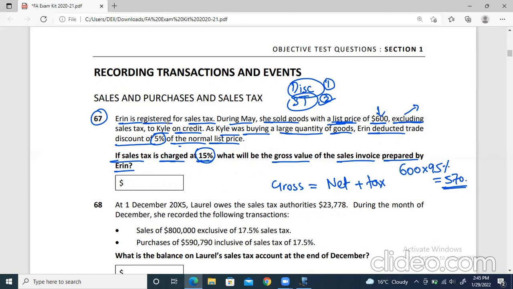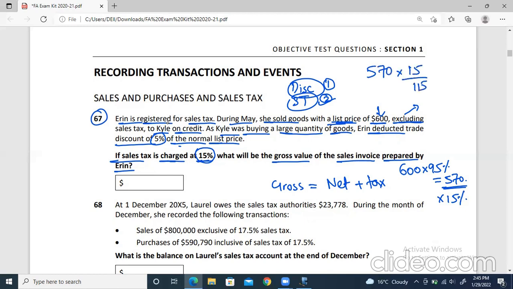I explained to you that in the exclusive amount, it's very easy to calculate the tax. We just have to apply the percentage. And what is the percentage over here? 15%. So 570 multiplied by 15% straight away. Okay. But if it was an inclusive amount, what should we have done? 570 into 15 by 115.